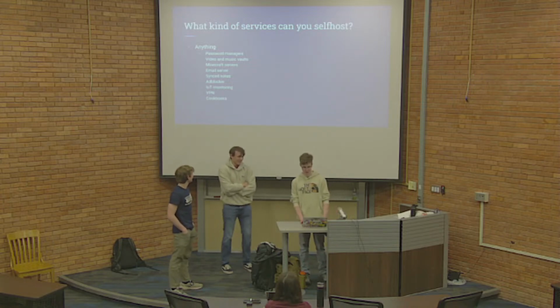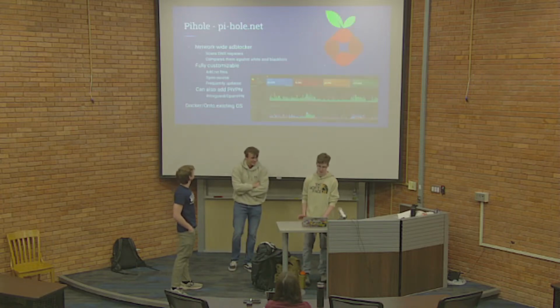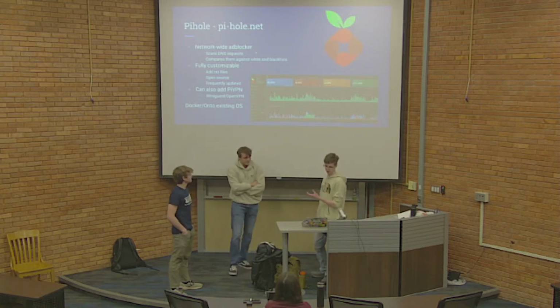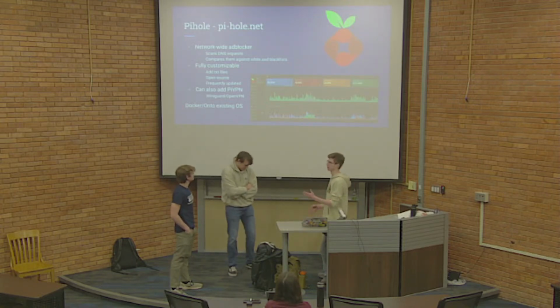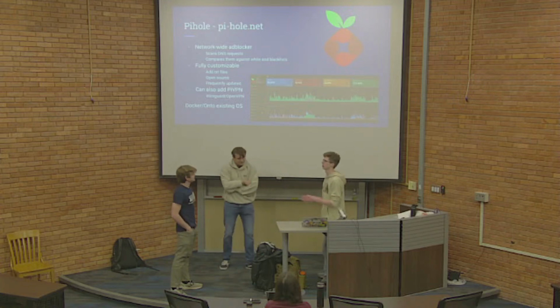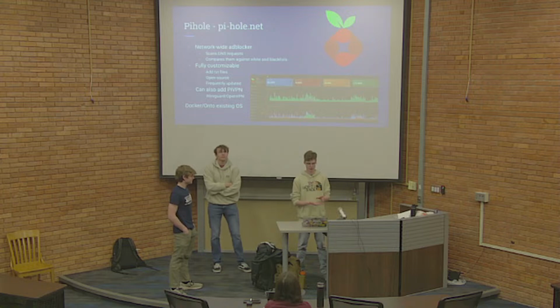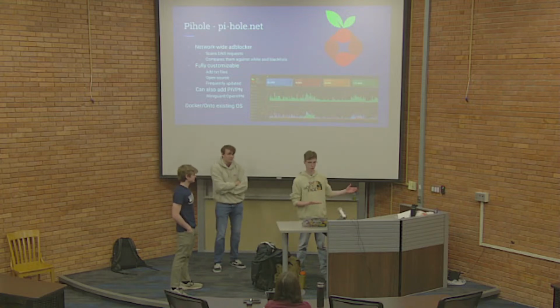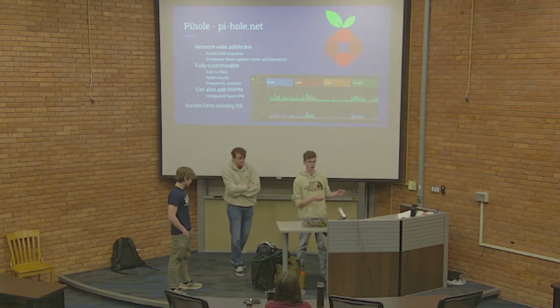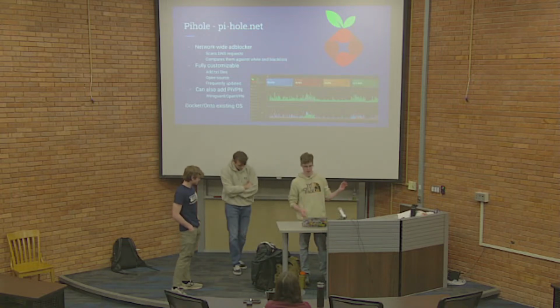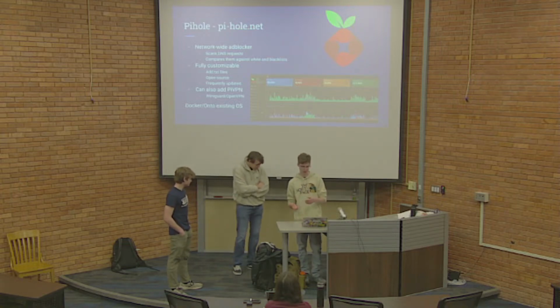So the first service we're going to go over is Pi-hole. This is one of those network-wide ad blockers I was talking about. What it does is it scans DNS requests. DNS is like, you'll type in a website, say google.com. It sends that name to a server and asks, okay, what's the IP of that name? Where can I actually find that computer? And it'll send you back a whole bunch of numbers.